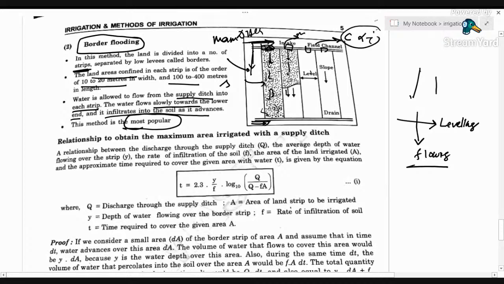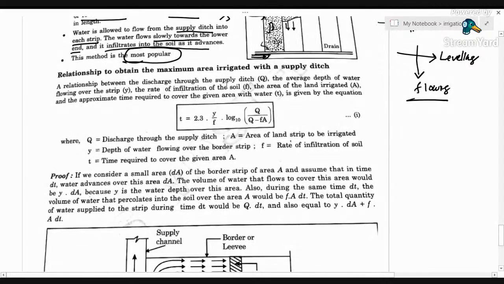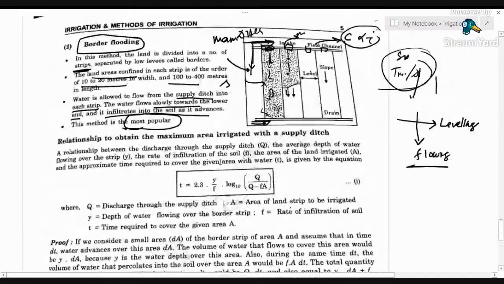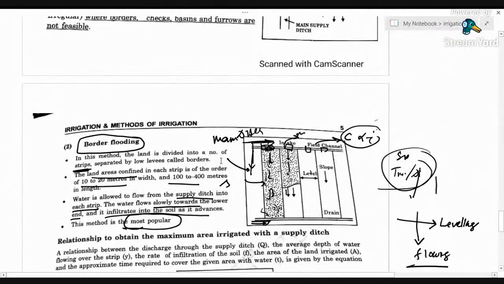But later on, after some investigation, we had better irrigation methods like sprinkler irrigation, trickling irrigation, that is drip irrigation. Nowadays we go for this kind of irrigation in order to avoid seepage and evaporation loss. In the next class we will understand the relation of time for the maximum area allocated in border irrigation. This is the introduction class for today.